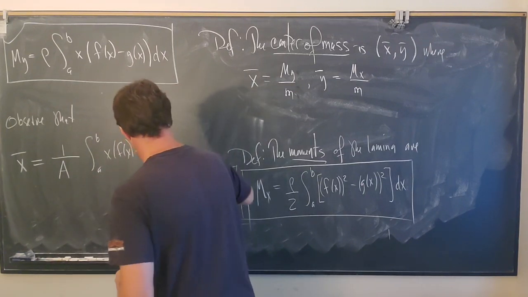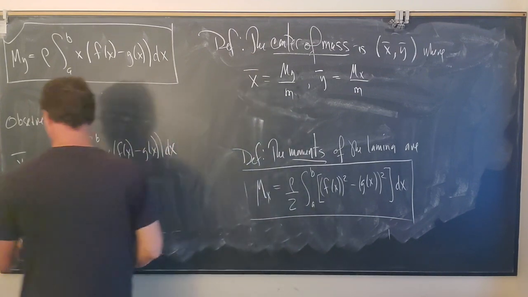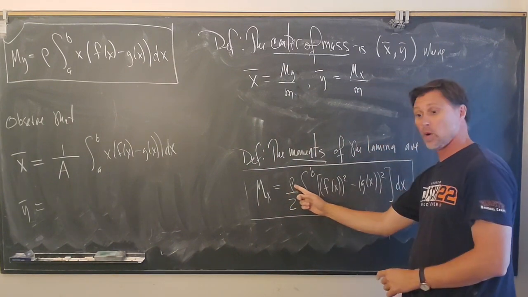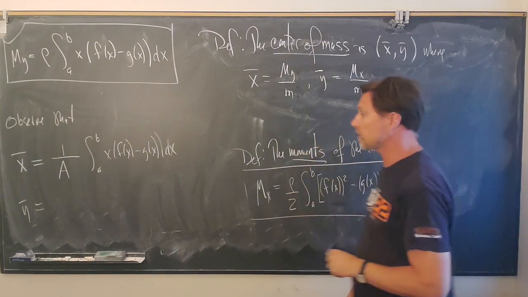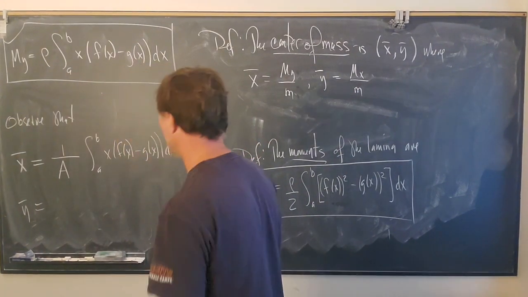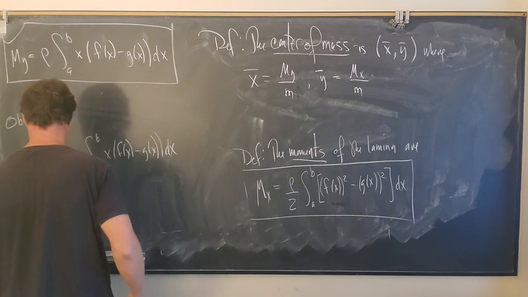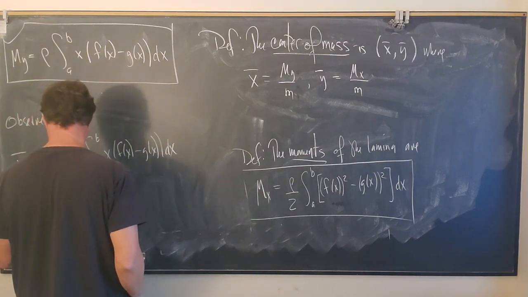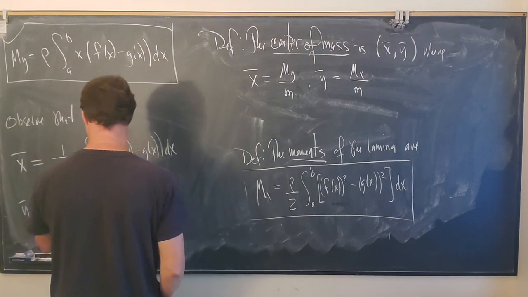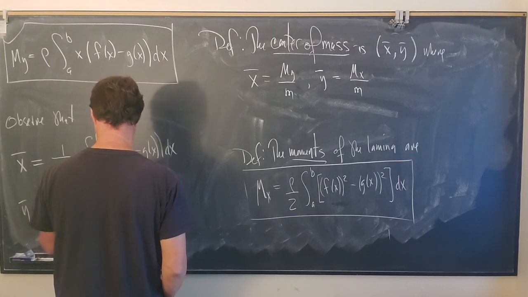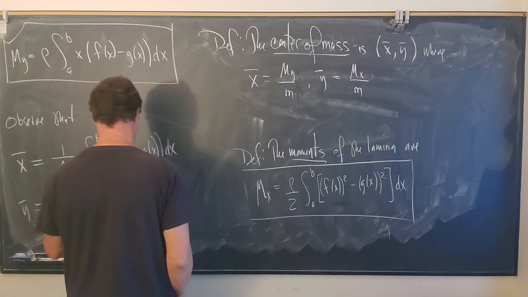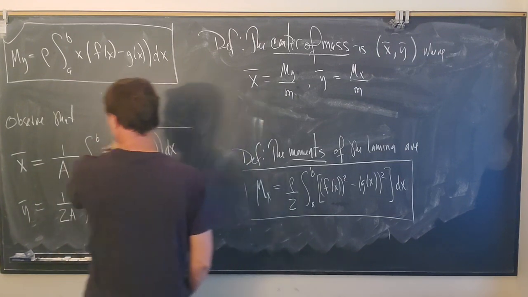Also, y bar, well, let's see, y bar is going to be this, where the rho cancels out, divided by the area also, and so it will be, see how they write it in your book? Yeah, a little 1/2. It'll be 1 over 2A times the integral from a to b of f of x squared minus g of x squared dx.